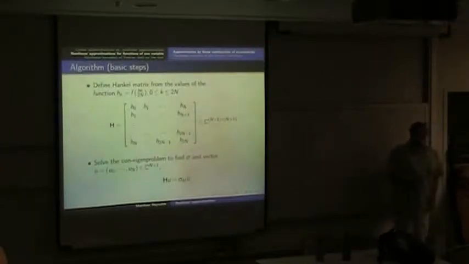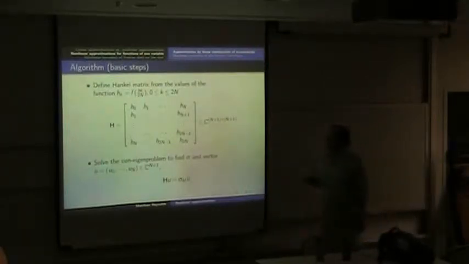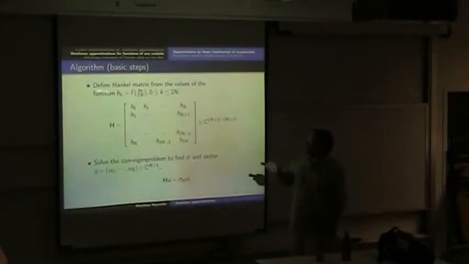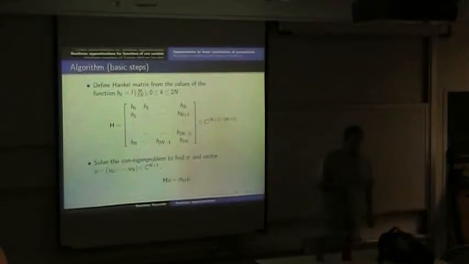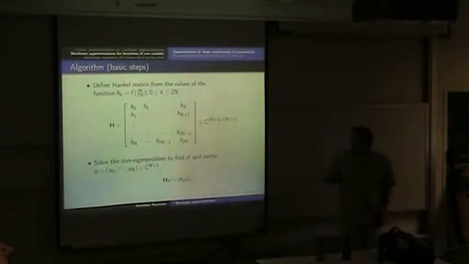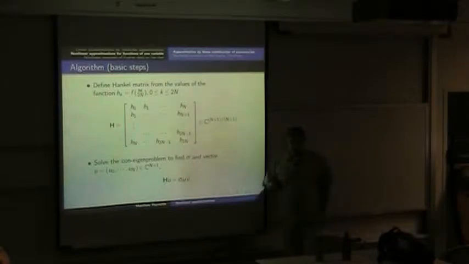So here are the basic steps of the algorithm. If we're given these samples, first of all, the number of samples needs to be odd. The only reason it needs to be odd is because we're going to construct a Hankel matrix out of these samples. You construct it in this way as shown, and if you don't have an odd number, it doesn't work out. The next step is that you're going to solve what's called a con-eigenvalue problem for this matrix.